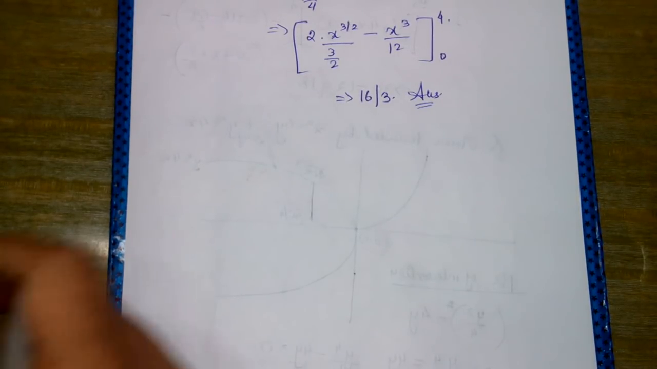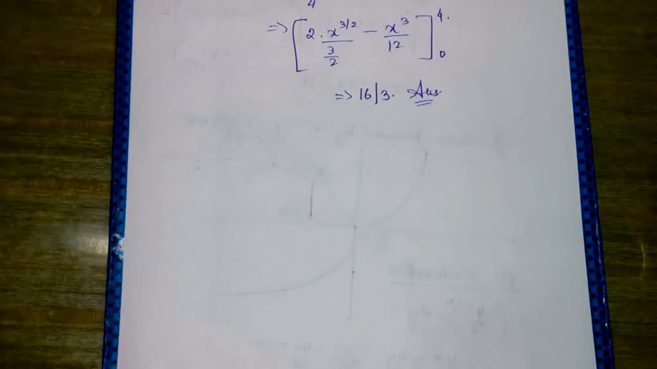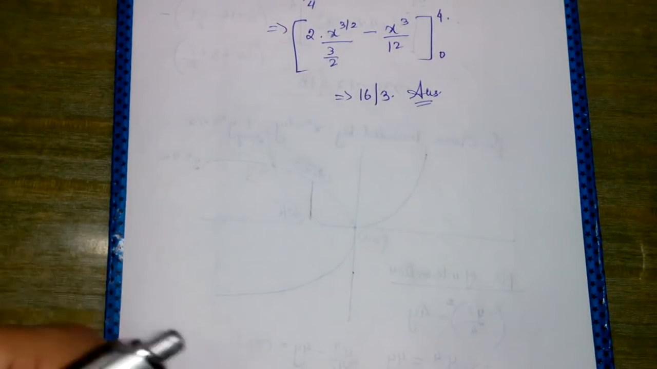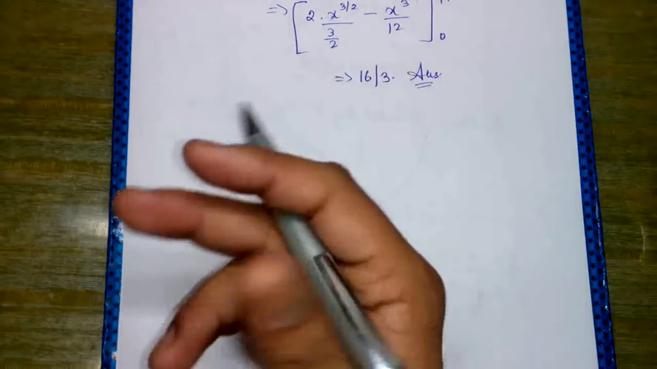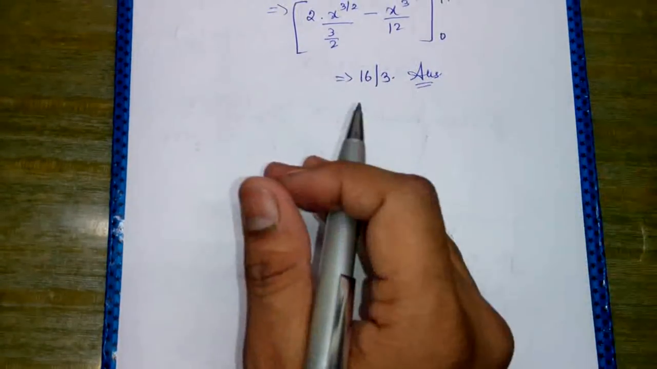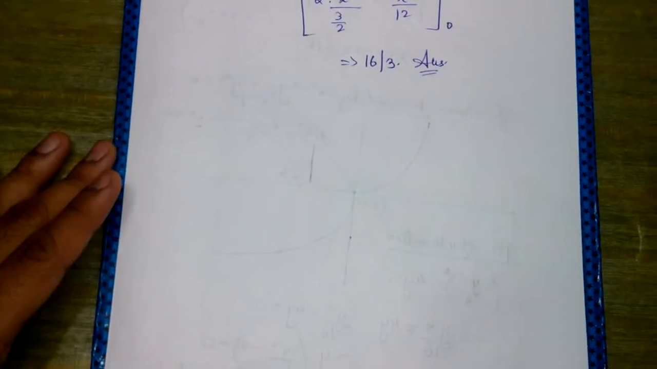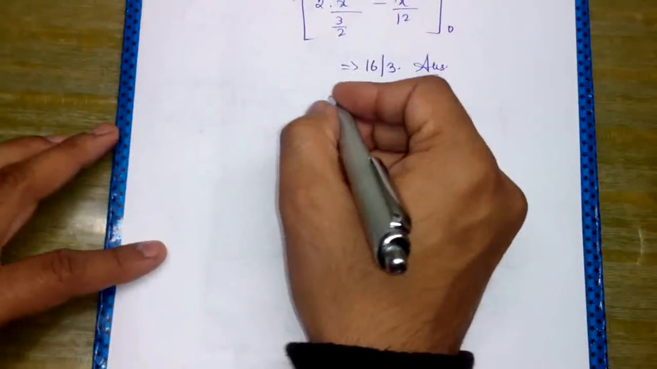If we are given three integrals, it means we are finding the volume, and two integrals means we are finding the area. So this is the basic difference between two integrals and three integrals. Now we will discuss some important formulas.